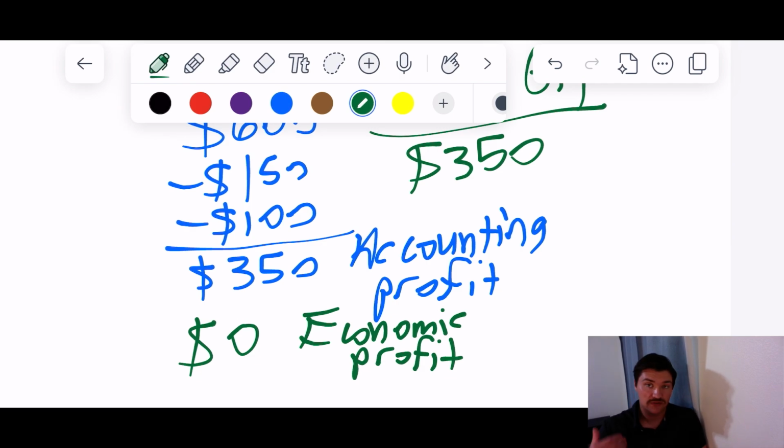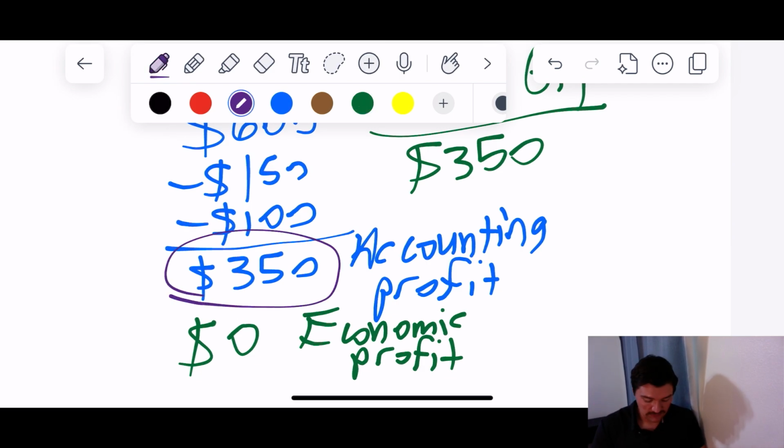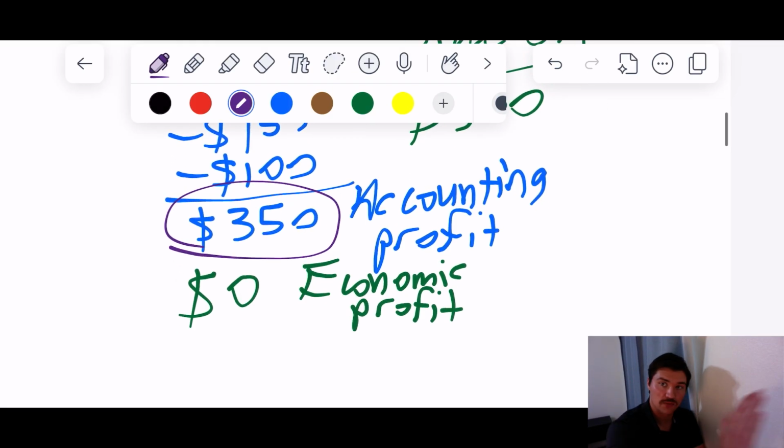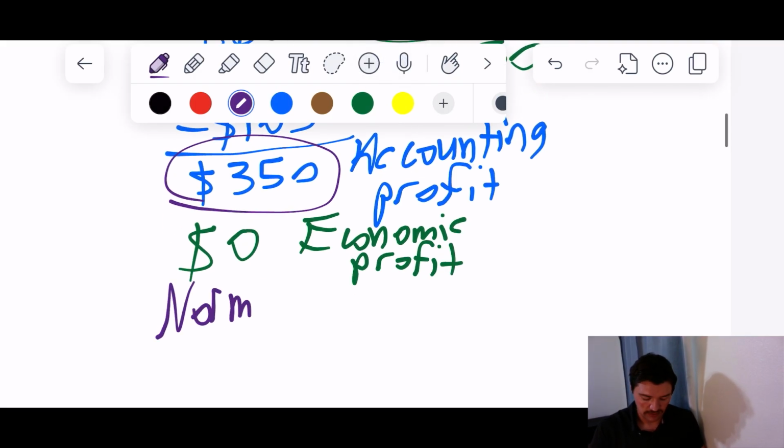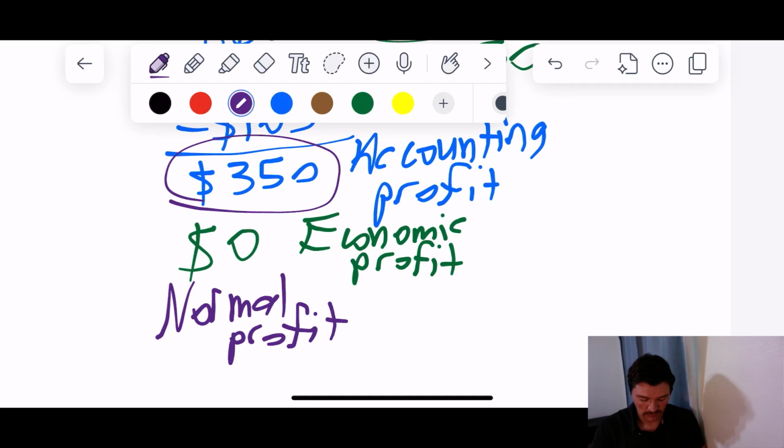So economic profit of 0 is a normal profit, because guess what? We are still earning $350. You can earn $350 going this way or this way. So that's why economic profit of 0 is called a normal profit, because you are still earning money with what you're doing.